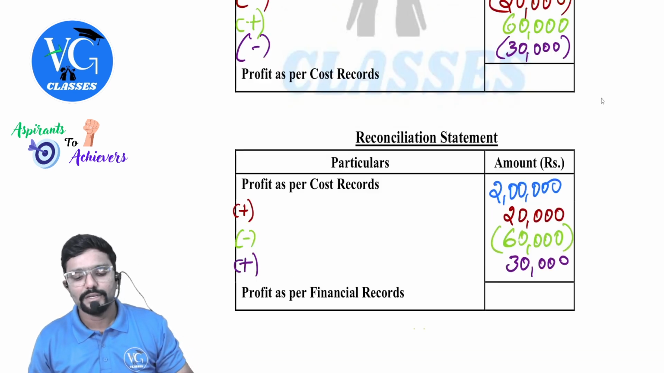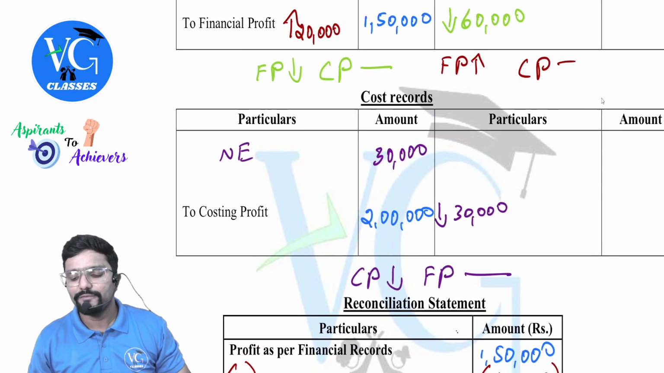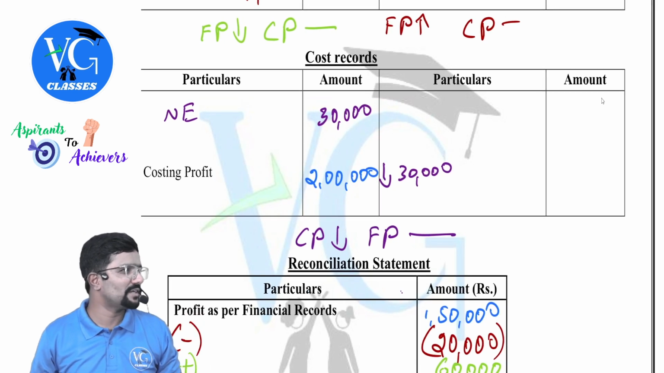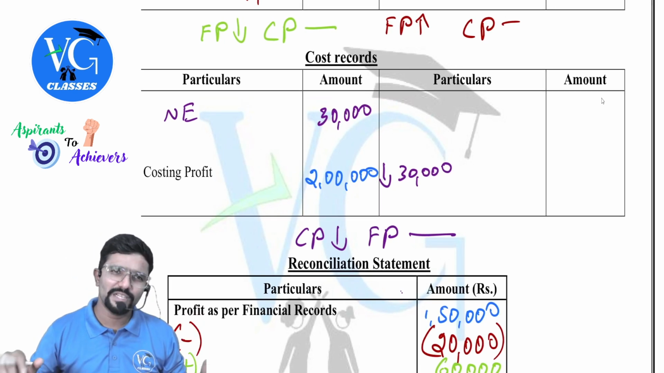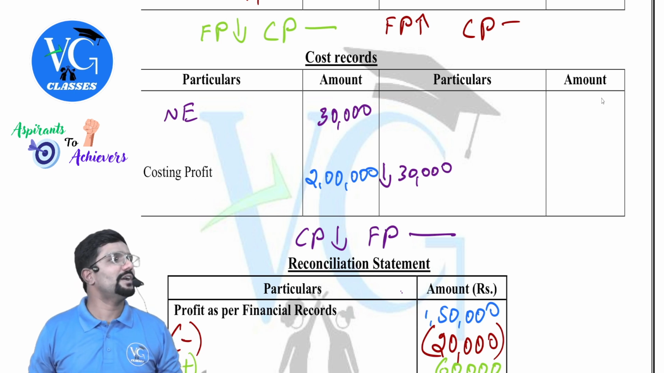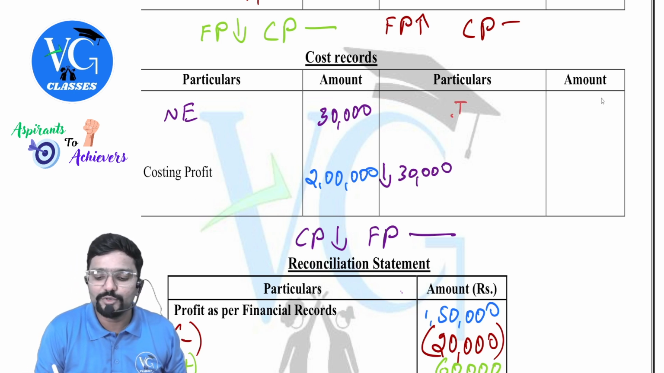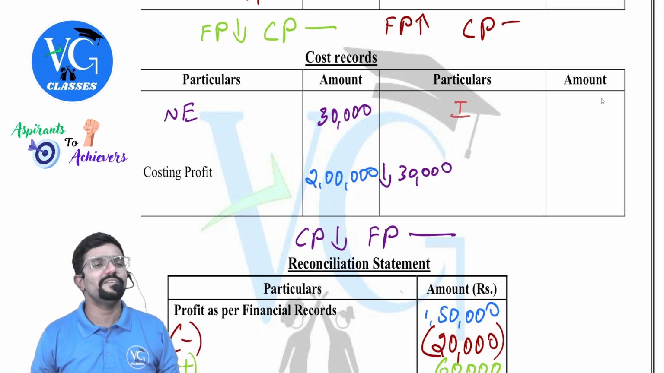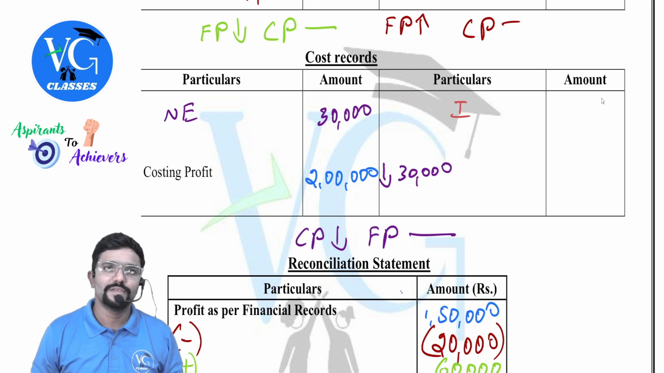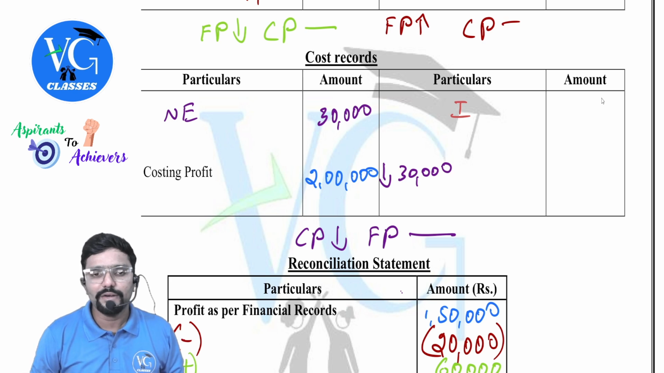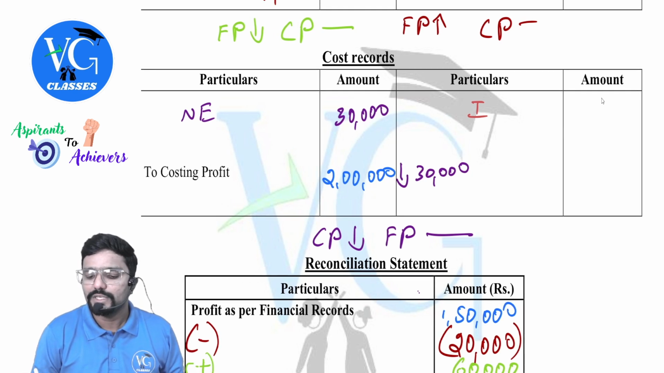Clear? Now, same way. Normally, whatever revenue I record in cost records, I will for sure record in financial books. But still, let me give an example. Sir, I have recorded one income only in costing books, sir. Because in costing we record only sales, which will definitely be recorded in financial books also. Okay, but still, let me give an example. Sir, in costing, I have recorded one income. Assume how much? 10,000.